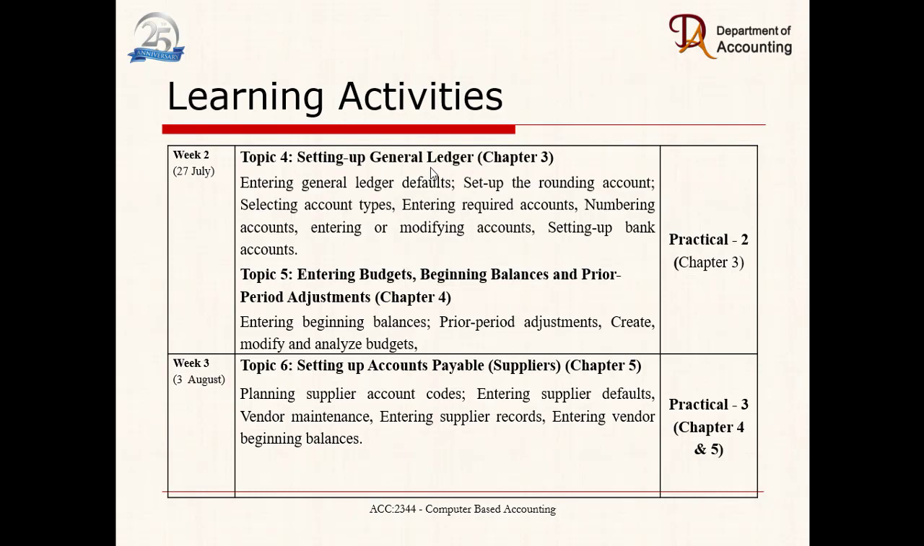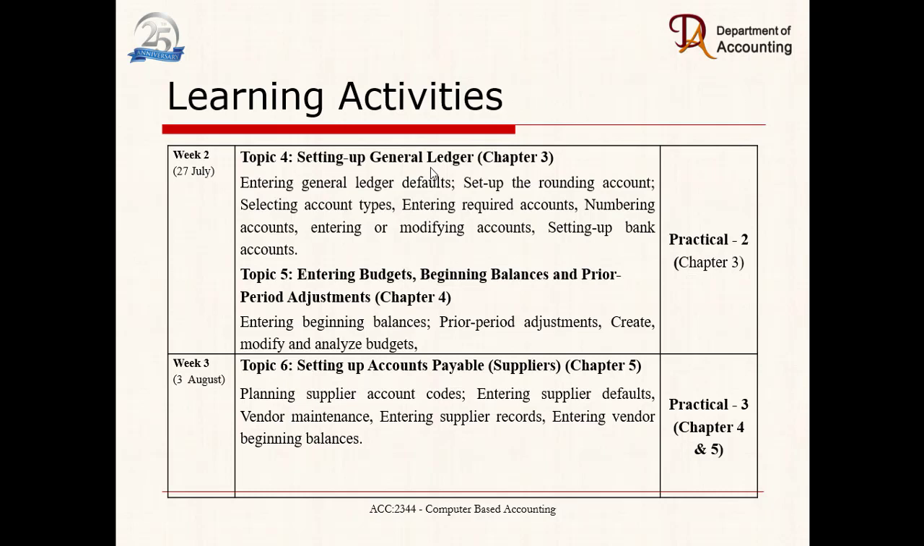So you have to create the accounts, do the numbering, and also set the account type. Those would be the basic things that you would do under the general ledger setting. That would be our second day discussion.